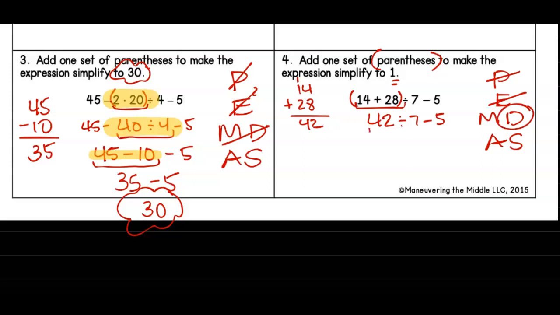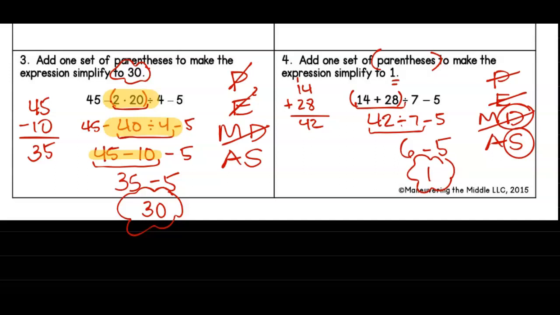So we're going to go ahead and solve this part of the problem because that comes first. Multiplication and division always come before addition or subtraction, even if it's the end of the expression. So 42 divided by 7 is 6. And let's rewrite the rest of our expression in order, always. So do we have any more multiplication or division? No, we're done. Do we have any addition or subtraction? Yes, we have subtraction. 6 minus 5 is 1. So that simplifies to 1.